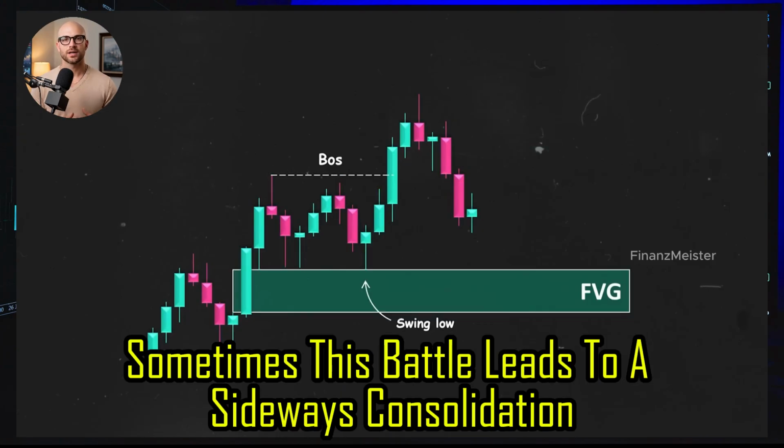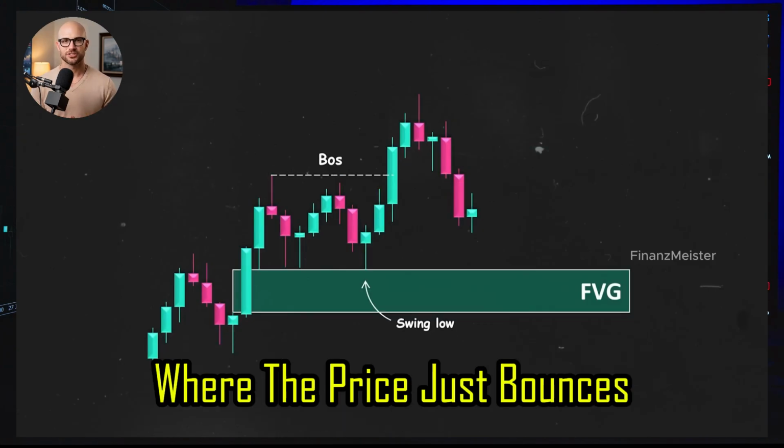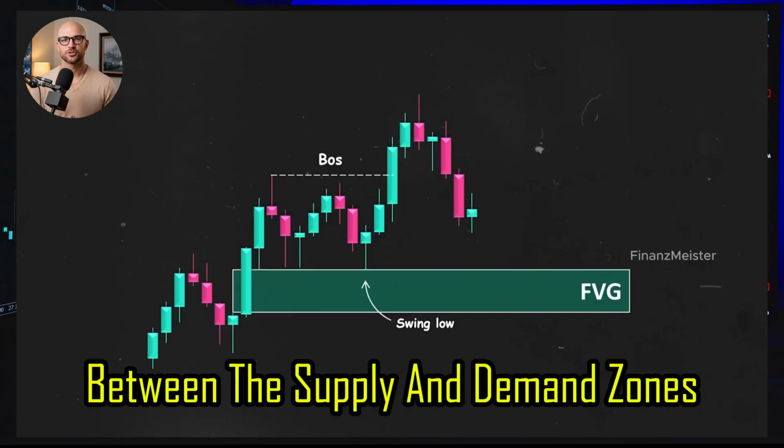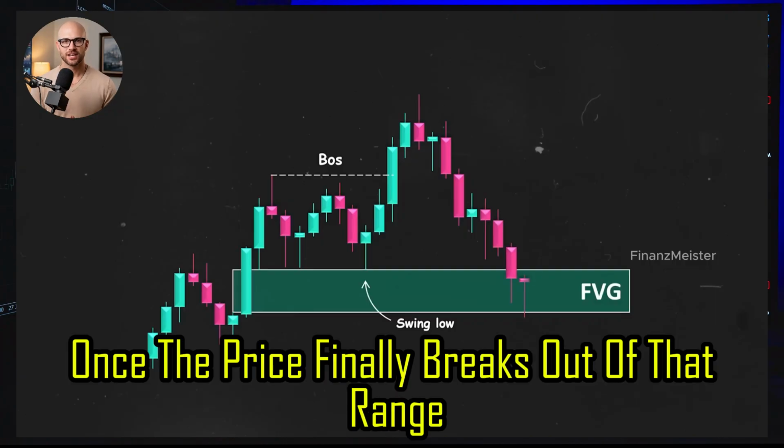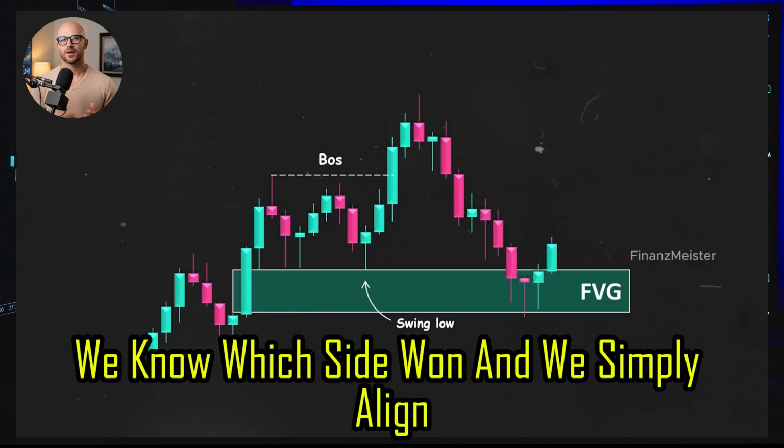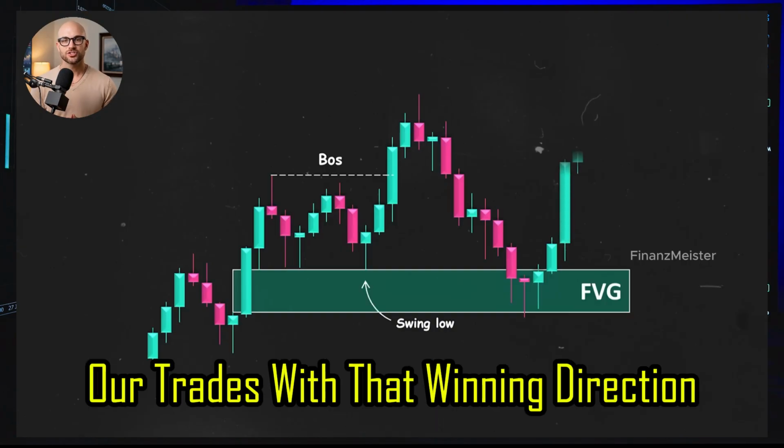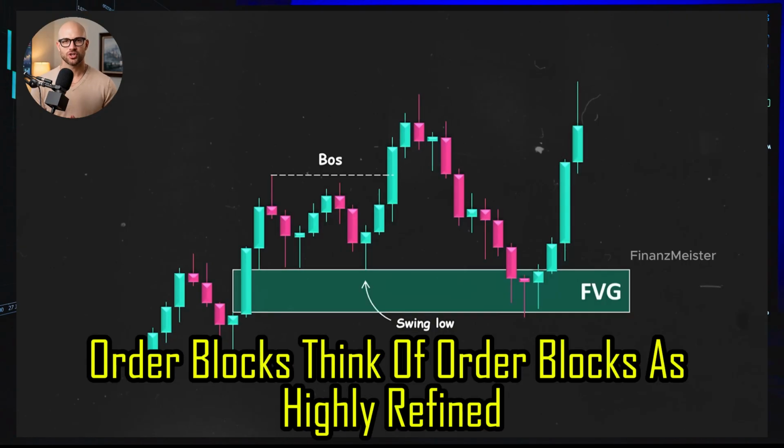Sometimes this battle leads to a sideways consolidation, where the price just bounces between the supply and demand zones. Once the price finally breaks out of that range, we know which side won, and we simply align our trades with that winning direction. This brings us to our next tool, order blocks.